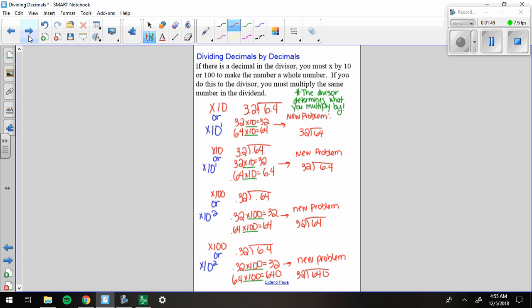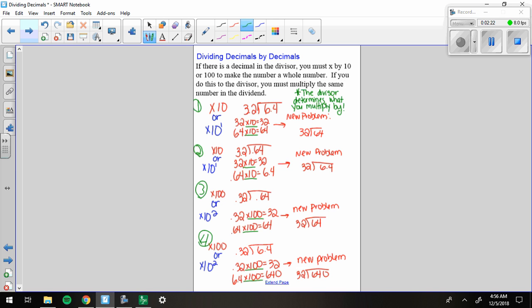So just to say that again, in order to divide a decimal by a decimal divisor, we need to turn that decimal in the divisor into a whole number. We have to. And whatever we do to our divisor in order to make it a whole number, we have to also do to our dividend. So if you look at this first problem, I'm just going to number these 1, 2, 3, 4 to make it a little bit easier.